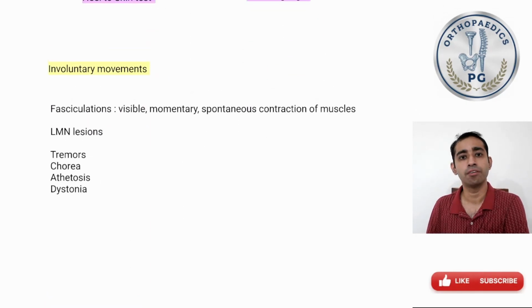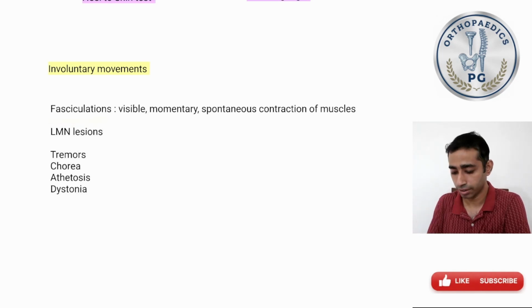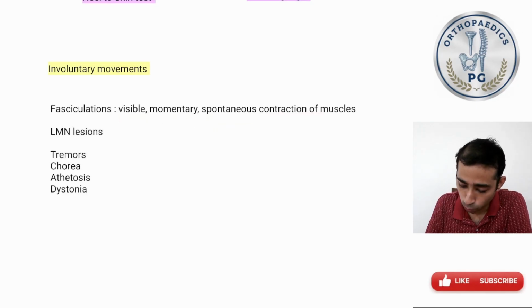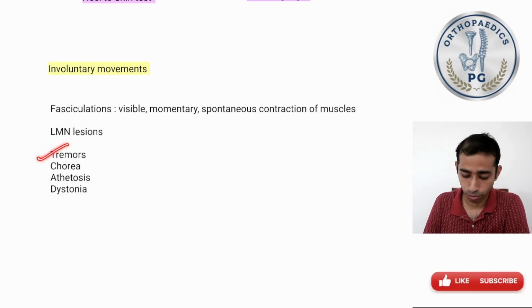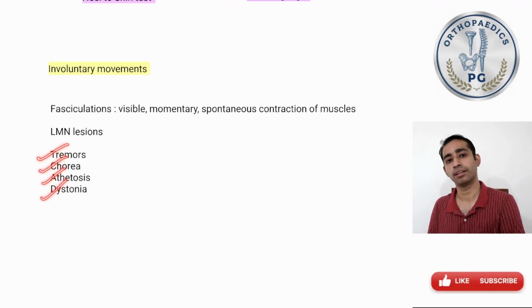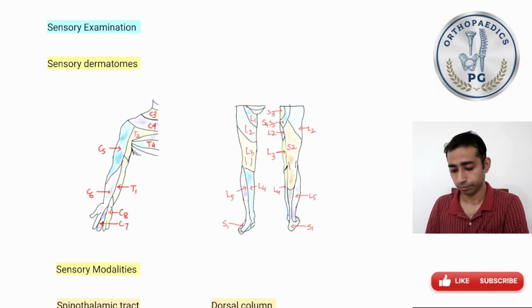Then we check for involuntary movements. Important are fasciculations, so we look at muscles for any fasciculations. These are visible, momentary and spontaneous contractions of muscles, and these are usually a sign of lower motor neuron lesions. We also look for any tremors, chorea, athetosis or any dystonia, which are more indicative of CNS pathology.